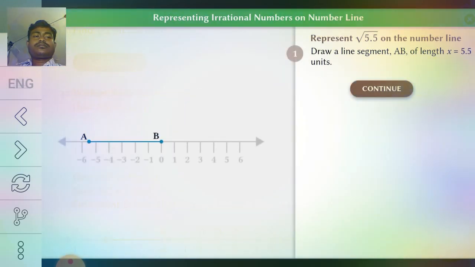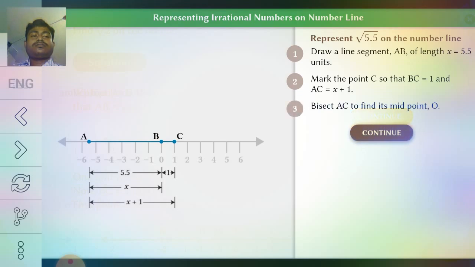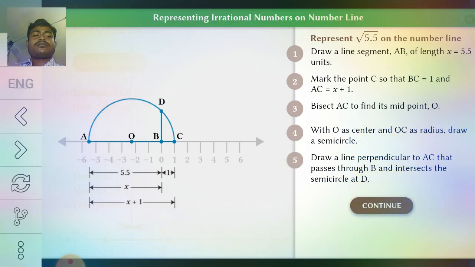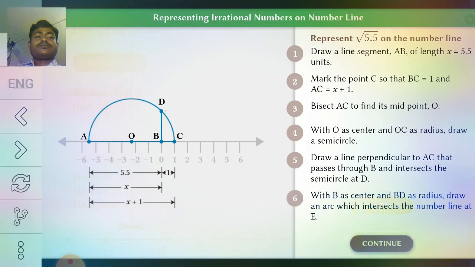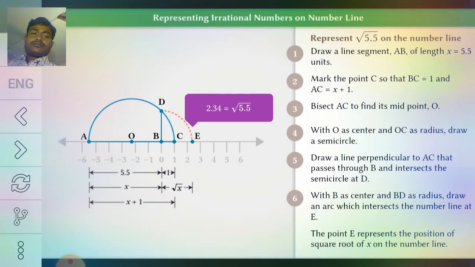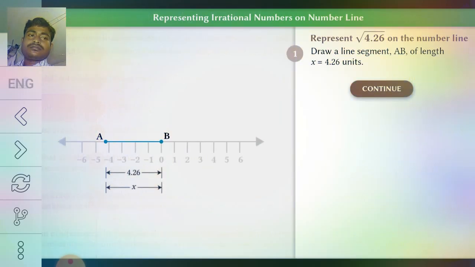Let's represent square root 5.5 on the number line. Square root 4.26 on the number line.